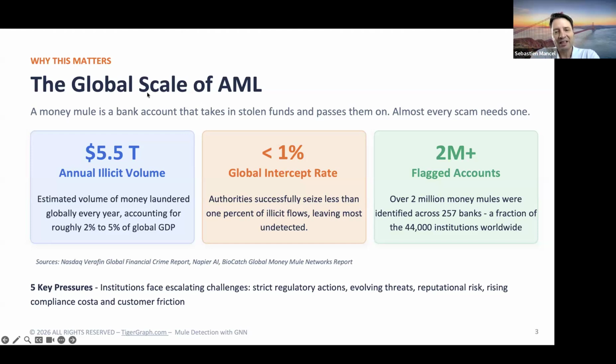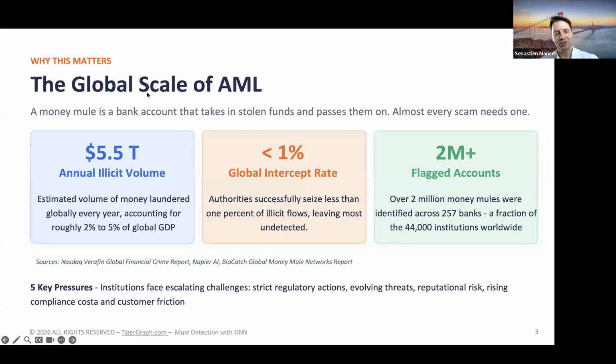The challenge is that detection remains extremely difficult. Authorities intercept less than 1% of illicit flows, which means most suspicious activity is never successfully stopped or recovered. At the same time, the number of flagged mule accounts is already huge. More than 2 million mule accounts have been identified across 257 banks, and that is only a fraction of the global financial system. So the real number is much, much higher.